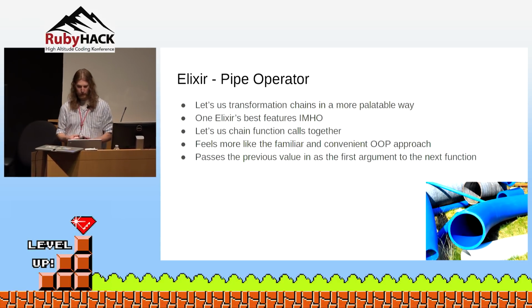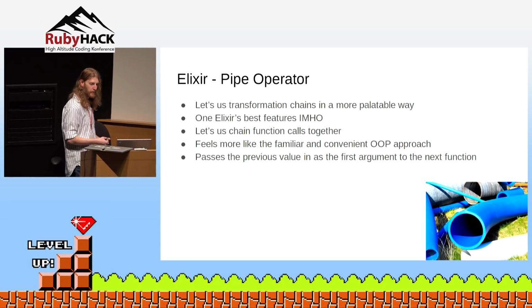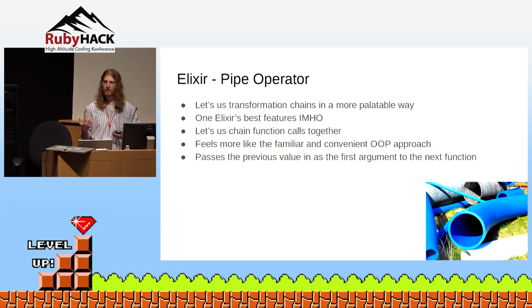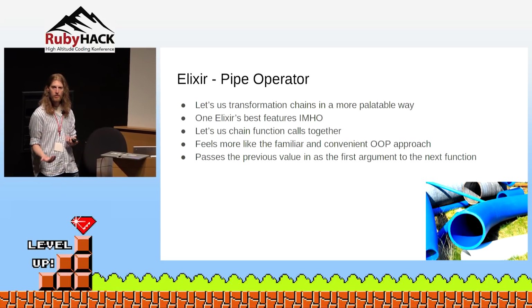So let's talk about the pipe operator. As I mentioned, this is also one of my favorite features in Elixir, probably tied with pattern matching. This essentially lets us write things in a much more palatable way. So I mentioned we're trying to build chains of transformation here.